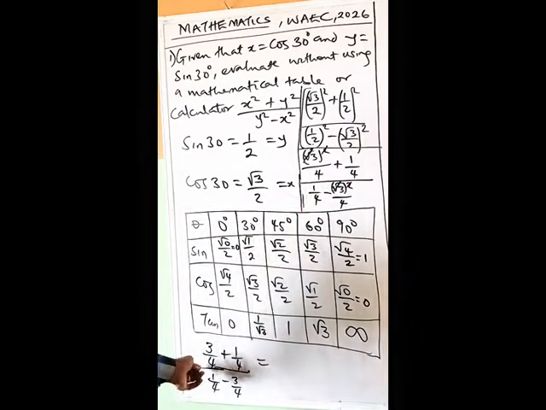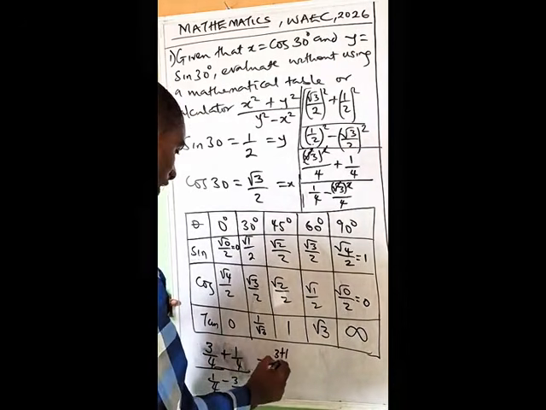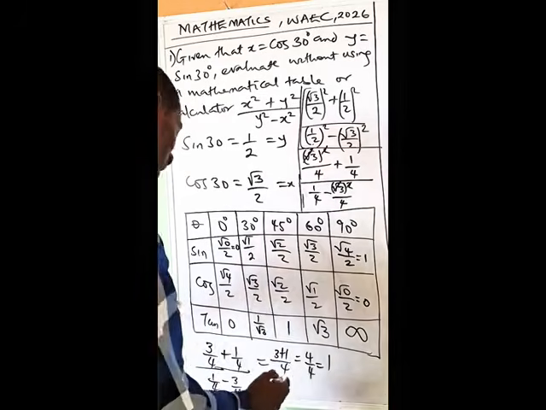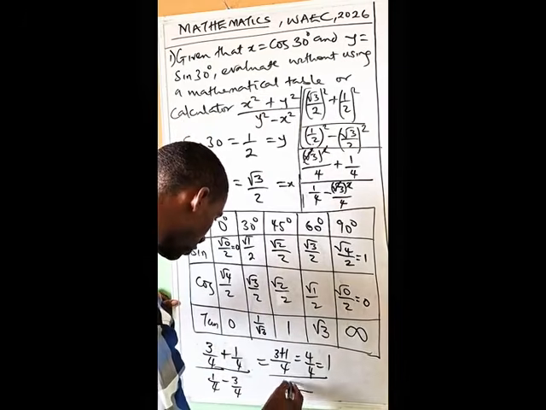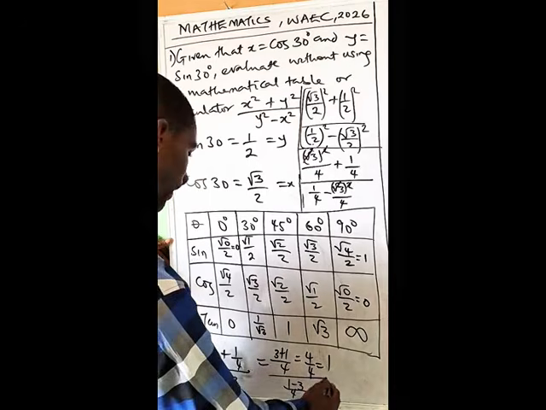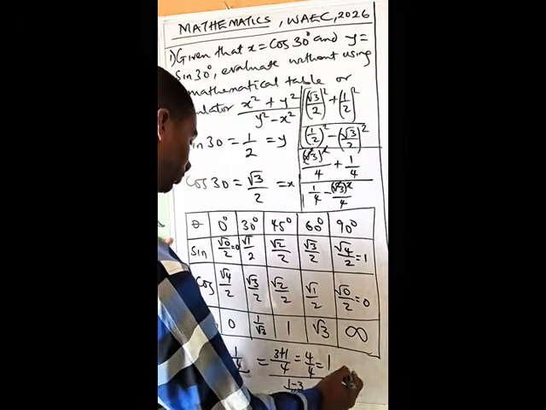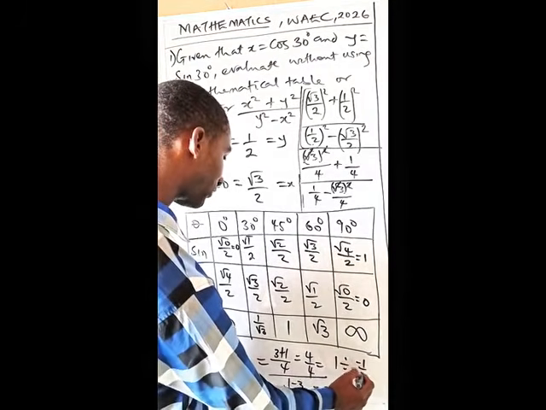And that would be what? Since I have the same denominator, all I need to do is to add the numerator. So I'm going to have 3 plus 1 over 4. That's for my numerator, 4 over 4, and that's going to be 1. While for my denominator, I will just say LCM is 4. All right, 1 minus 3, and that's going to be what? So that's going to be minus 2 over 4. That's minus half.